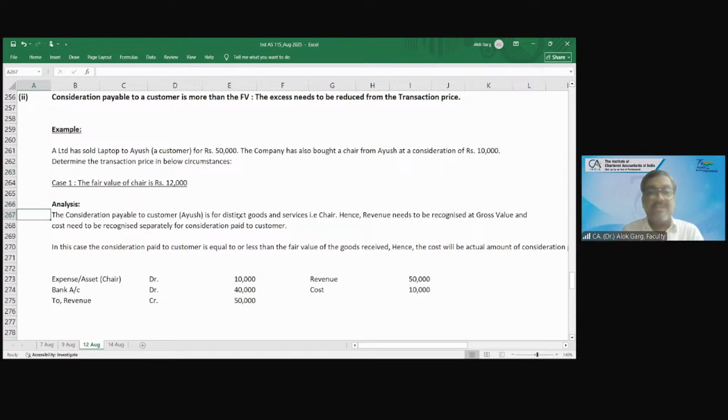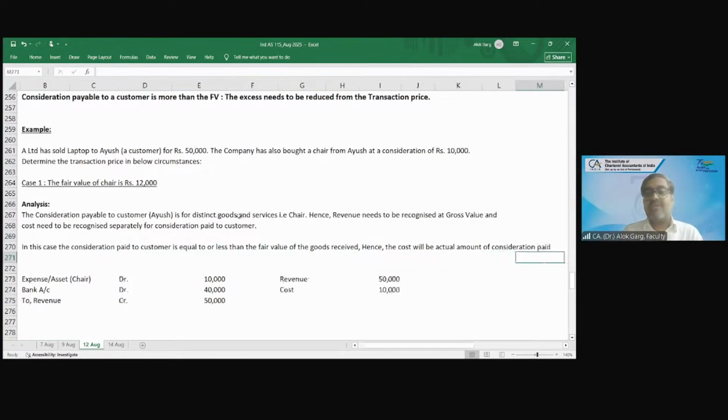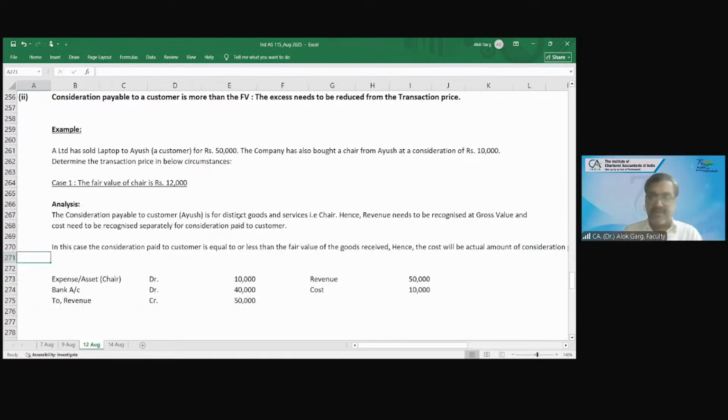Okay, so in this case, analysis: the consideration payable to a customer is for distinct goods and services, which is a chair. Hence, revenue needs to be recognized at gross value and cost needs to be recognized separately for consideration payable to a customer. In this case, the consideration paid to the customer is equal to or less than the fair value of the goods or services received. Hence, the cost will be the actual amount of the consideration paid.